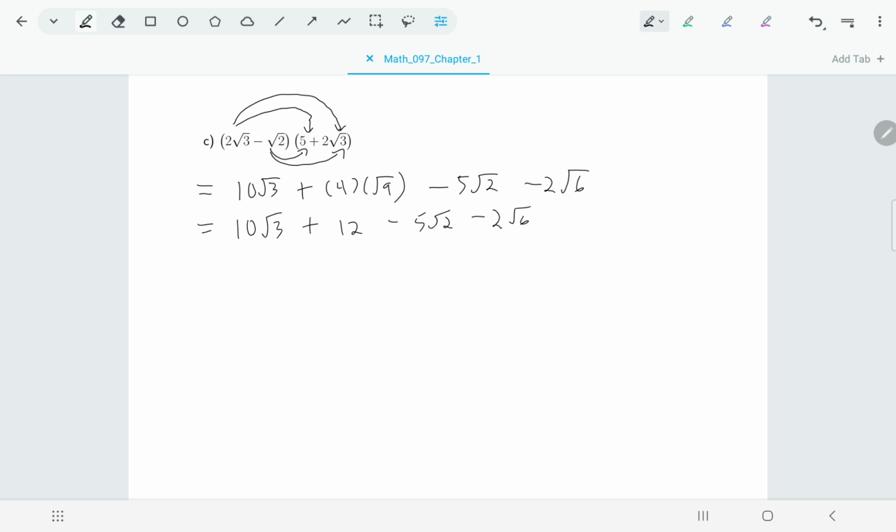And you'll also notice there's nothing else that really can be done here. The root of 3, root of 2, root of 6, those roots are all in simplest terms. There are no perfect squares that go into those. And they're all 3 different roots, so there's no way to combine those terms together. So that's as good as that last expression can get.